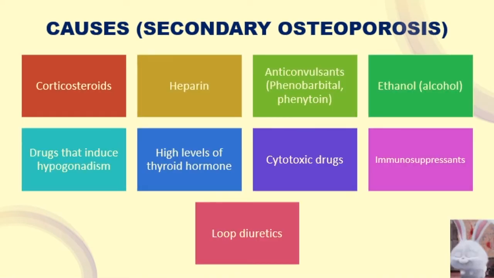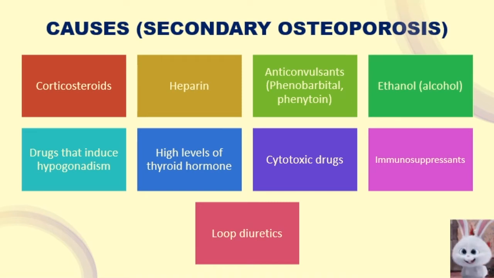Then you have your corticosteroids. As mentioned, your corticosteroids or your steroids could damage your bone. Then you have your heparin. Then anticonvulsants, phenobarbital and phenytoin, ethanol. So these are drugs that could all decrease your bone mass. Okay, chronic use of these drugs would lead to decrease of bone mass.